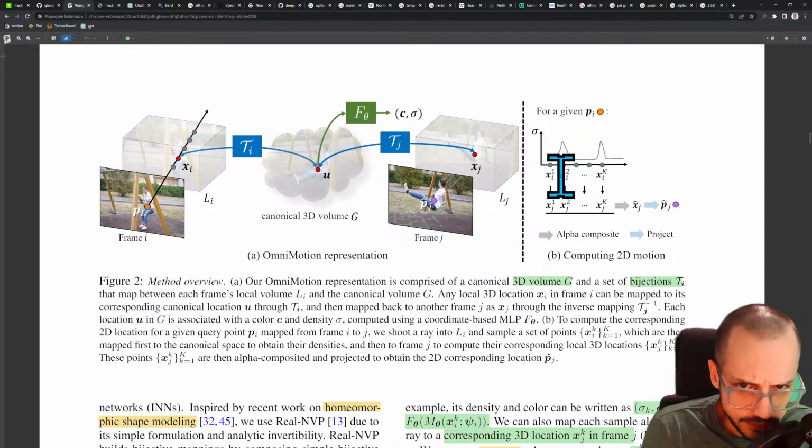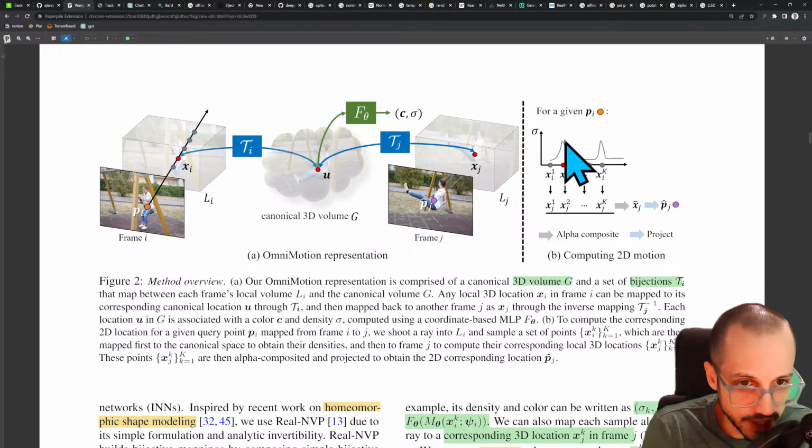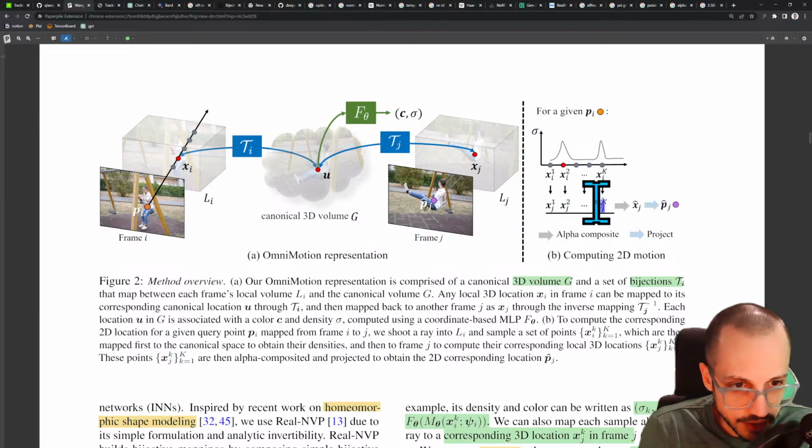And you can see here how there are these spikes in density, which means that there are different objects at those points. Like here, there's some kind of object, and here there's nothing. And this is the compositing that they're talking about here. Once you composite all of these together, you get the actual final point p hat j, which is in pixel space.